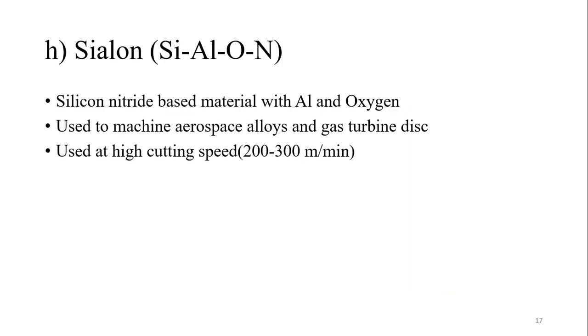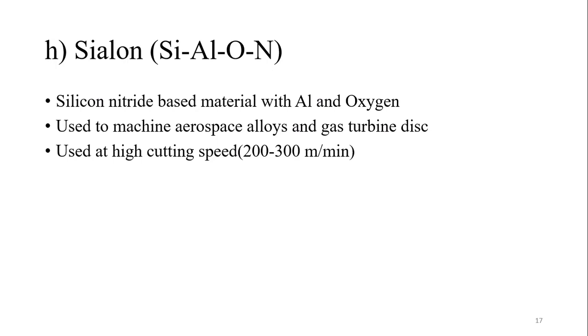And the next, which is harder than the diamond, is Sialon. That is a silicon nitride based material with aluminium and oxygen. So Sialon stands for silicon, aluminium, oxygen and nitrogen. It is made up of these things. It is the hardest man-made material. Otherwise the hardest material is diamond, which is natural, but this is man-made.